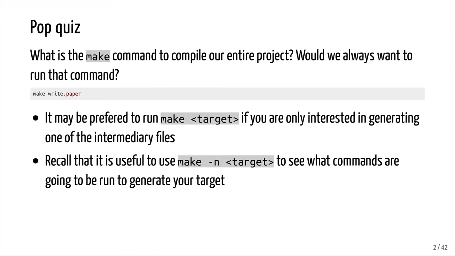Also recall that it's useful to use make -n on the target to see what commands are going to be run to generate your target. This helps identify a lot of problems that might come up. As we saw yesterday, it'll help identify circular dependencies. It'll help us to see whether or not we accidentally bumped something in our code that's going to have us start from the beginning again, that we want to deal with. So these are really useful tools. And again, Make is just a great tool for automating our analyses and really making them reproducible.